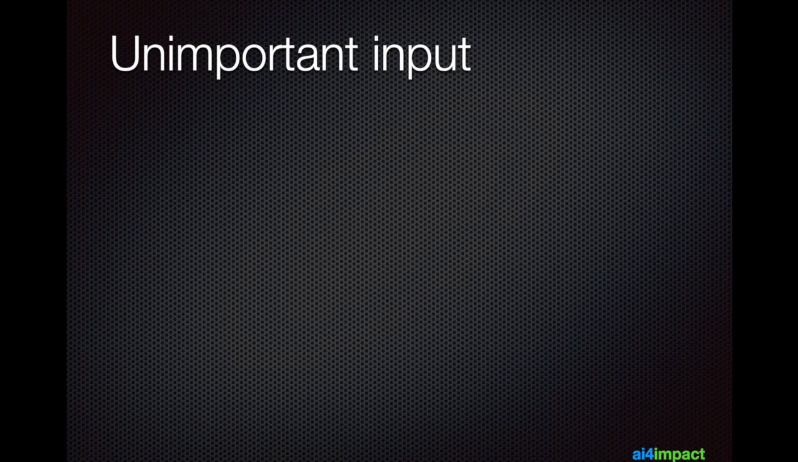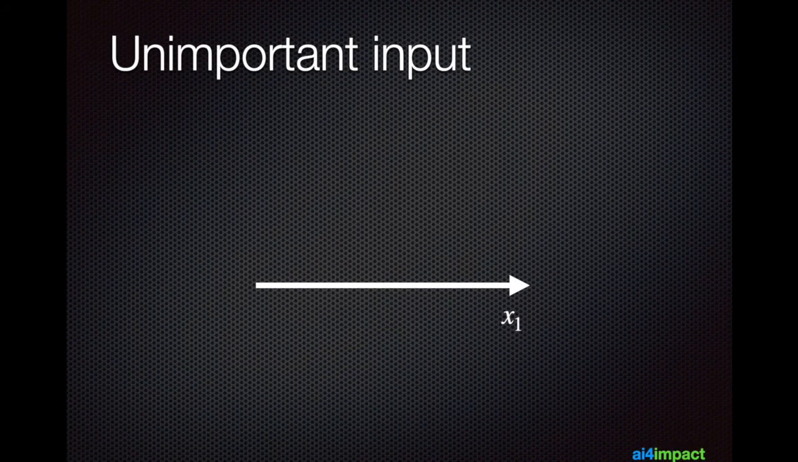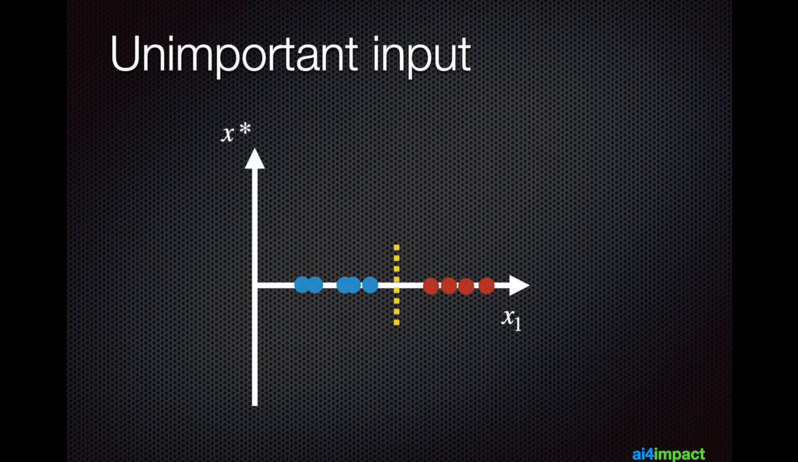Next, I'd like to discuss the effect of unimportant input. What these do is to increase the VC dimension, causing overfit to occur more easily, but also they can cause higher test errors. Let's see how. Let's say we have an input x1, and we have clusters, blue and red, which fall on different parts of x1. Clearly, we can separate them. Let's say we have an unimportant input x star. The clusters are now spread along dimensions x1 and x star, and this time the decision boundary is not easily drawn. It could be here, or for example it could be here.